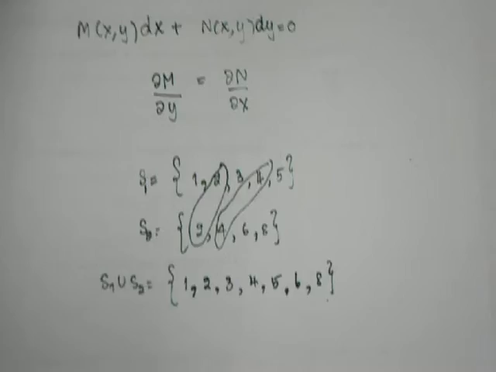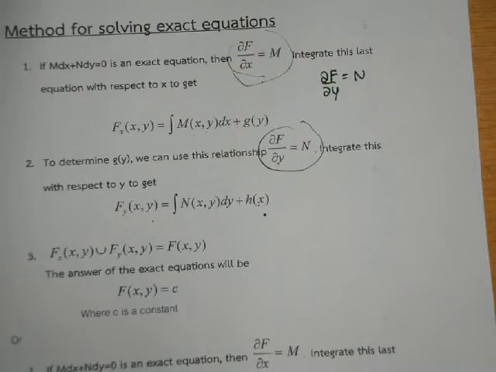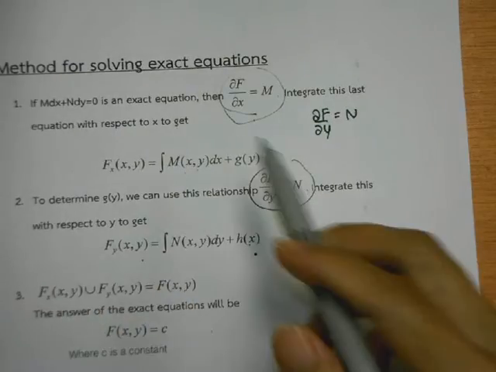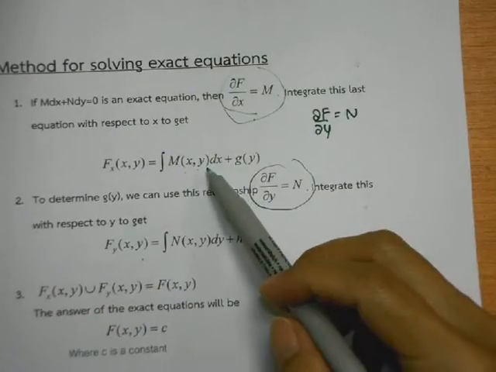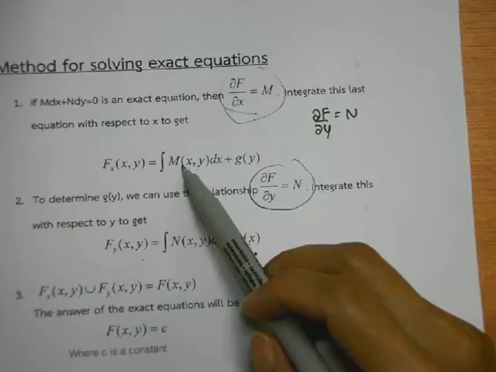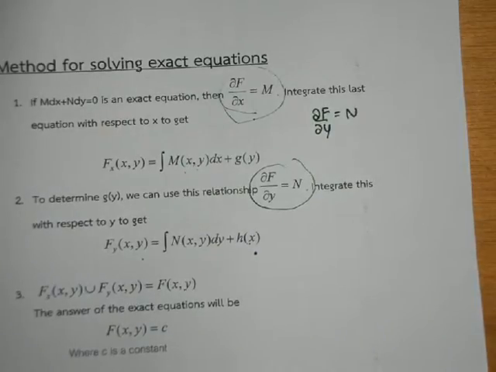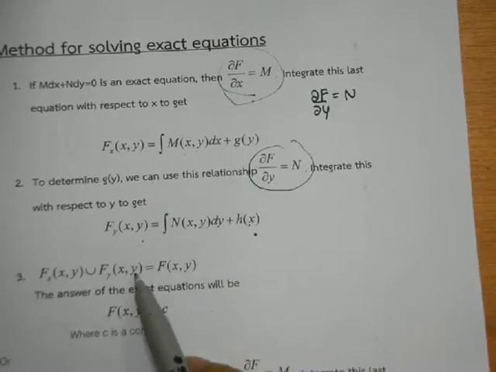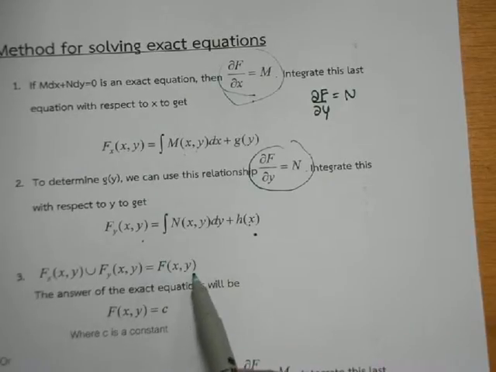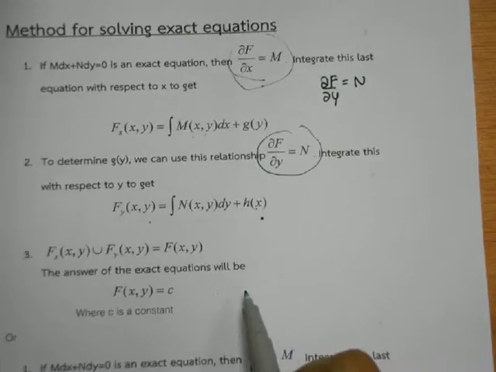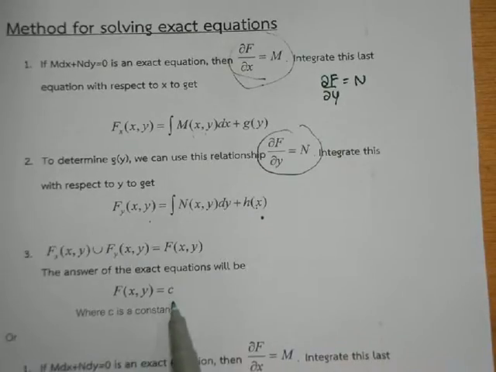So you get something like this. This is exactly the same. If you have a function that shows up in both f(x) and f(y), then you have to pick only one. From this you would get the final f(x,y), and the answer of this exact equation would be f(x,y) equal to c, where c is a constant.